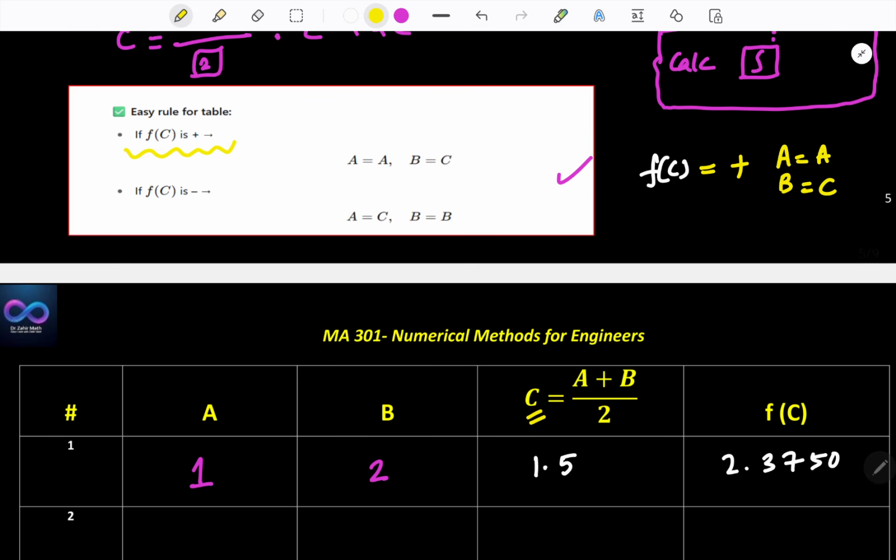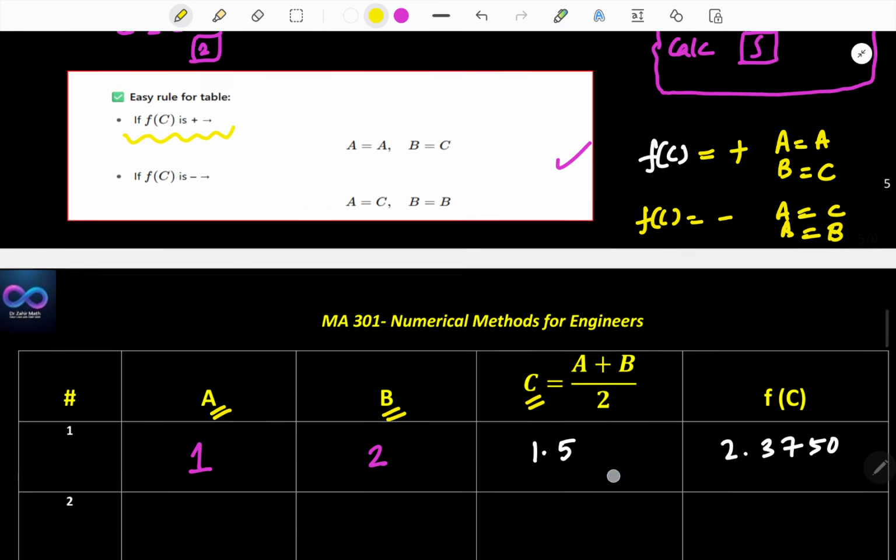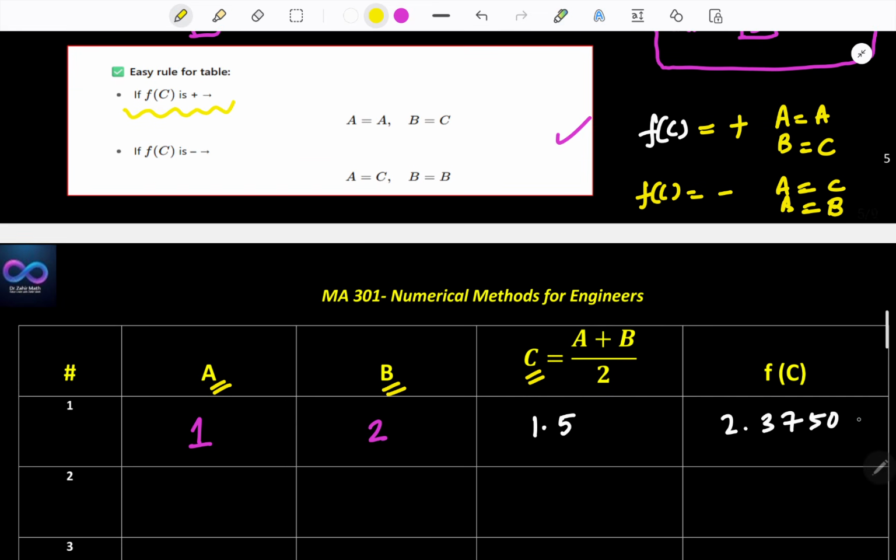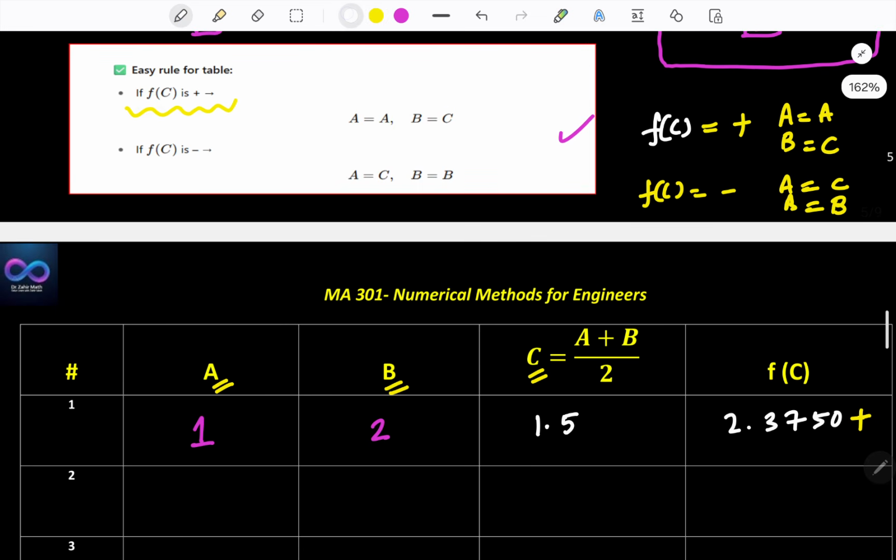Keep in your mind. Where is A? Here is A. Here is B. Right. If f of c is negative, A becomes C and B becomes B. This point you have to remember. That's it. So this is very, very important. Now see here, f of c is positive or negative? It is positive.